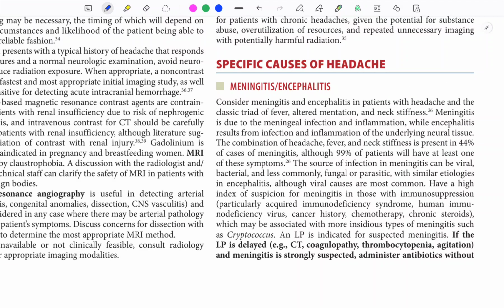There are certain special causes of headache. First is your meningitis. So meningitis is fever plus altered sensorium plus neck stiffness.